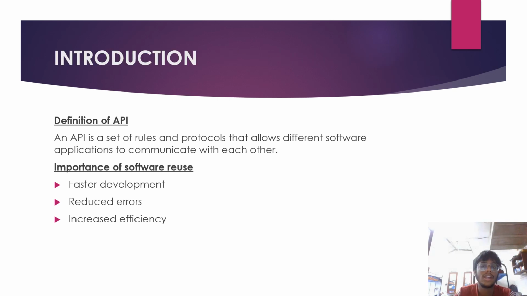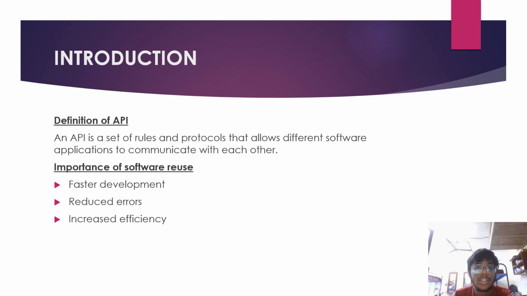Definition of an API. An API is a set of rules, protocols, and tools that enable different software applications or systems to communicate with each other. It defines the methods and data formats that applications can use to request and exchange information, allowing them to work together seamlessly. Importance of software reuse.